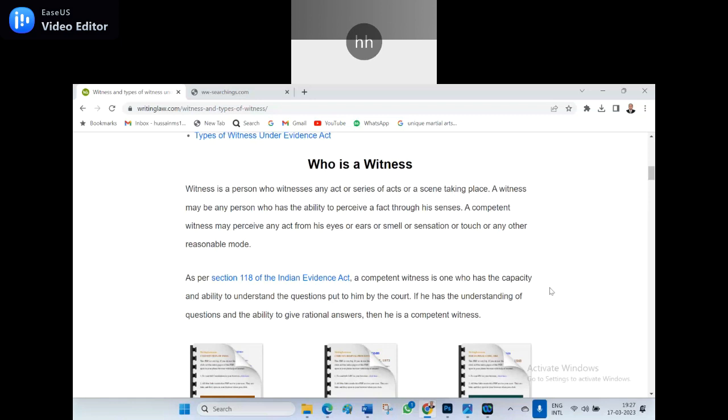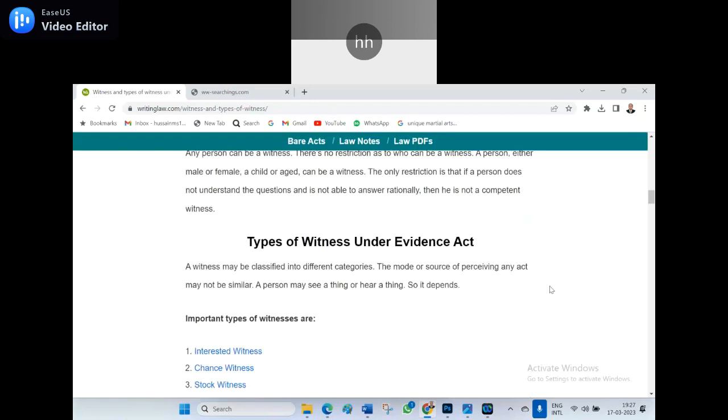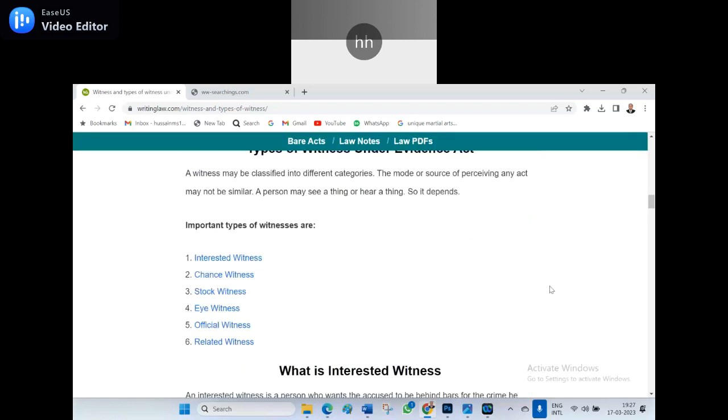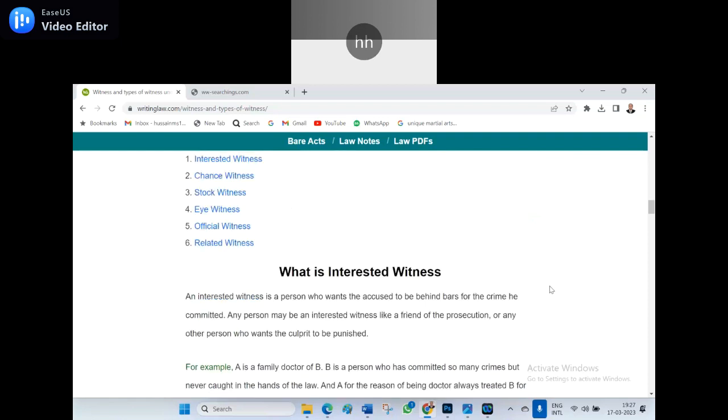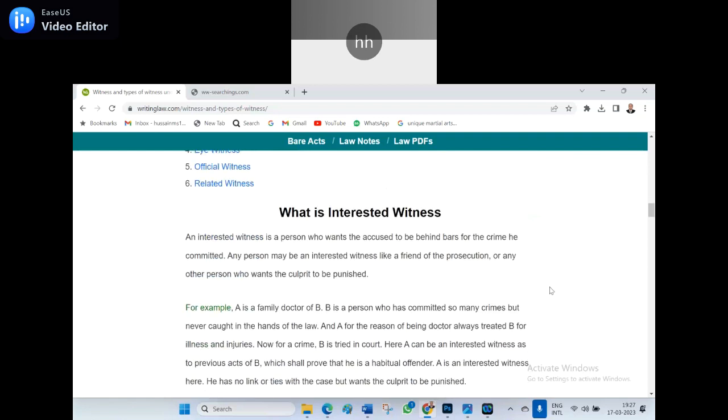Yes. No. A child can also be a witness, provided there is a test I told you. What is the test made by the judges to know the maturity of a child? Interested witnesses, chance witnesses, stock witnesses, eyewitnesses, official witness, related witness. So these are the types of witnesses.